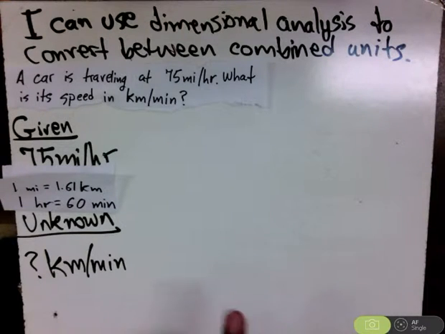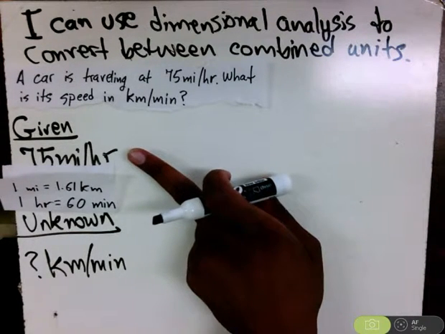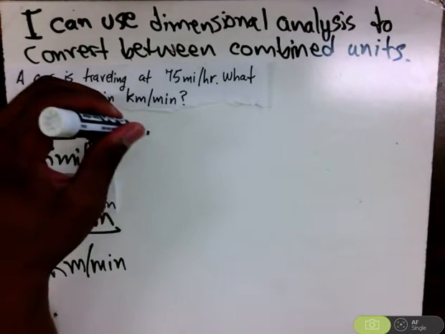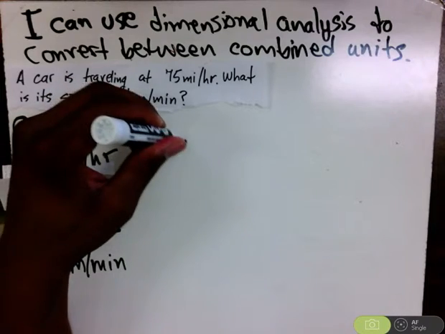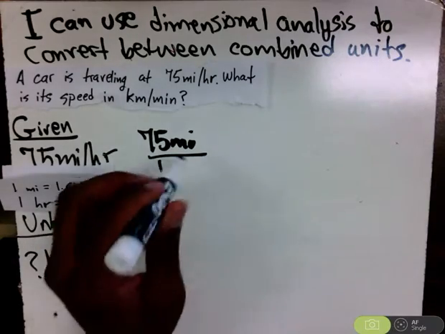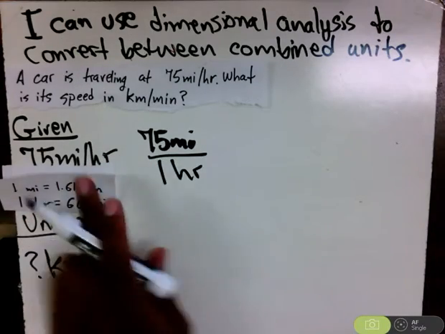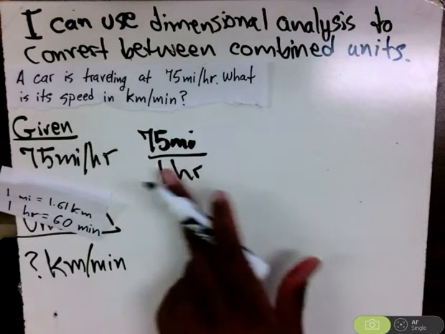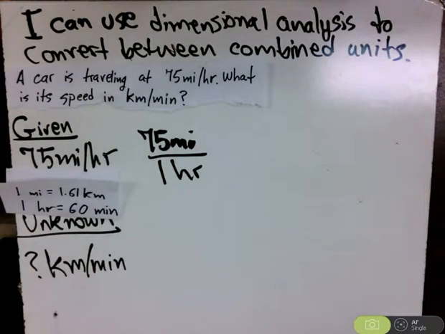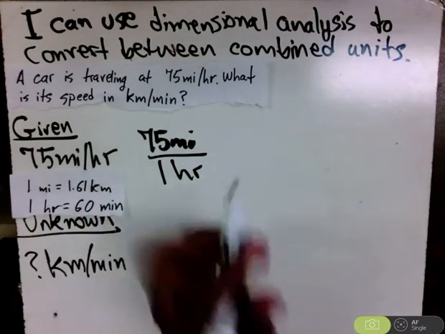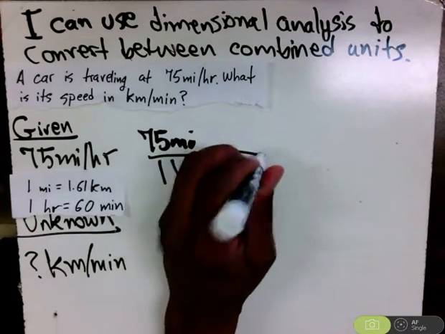So our first step, we take what's given to us and turn it into a fraction. 75 miles divided by 1 hour, because hour is in the denominator. So we want to put 75 miles on top, 1 hour on the bottom. Our next step, we need to multiply by a conversion factor. So the conversion factor that we pick, we need to make a decision.